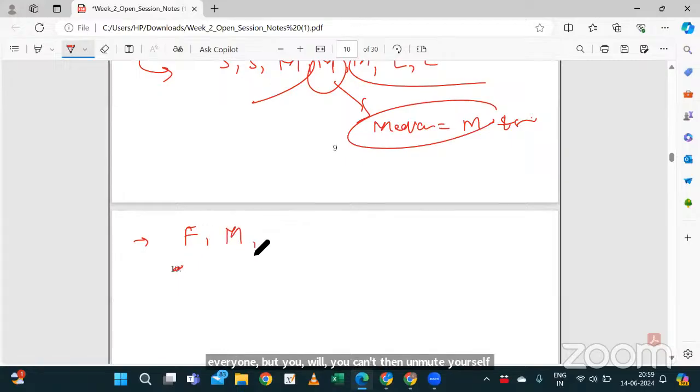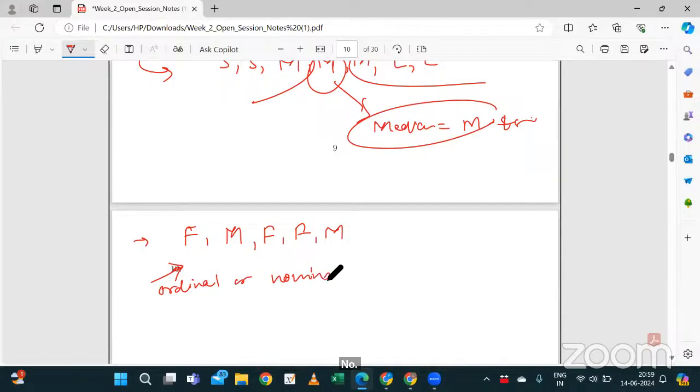Sir, suppose I have this kind of data set. First of all, is this an ordinal data set or nominal? Nominal. I can't order it. That means I can't find the median.